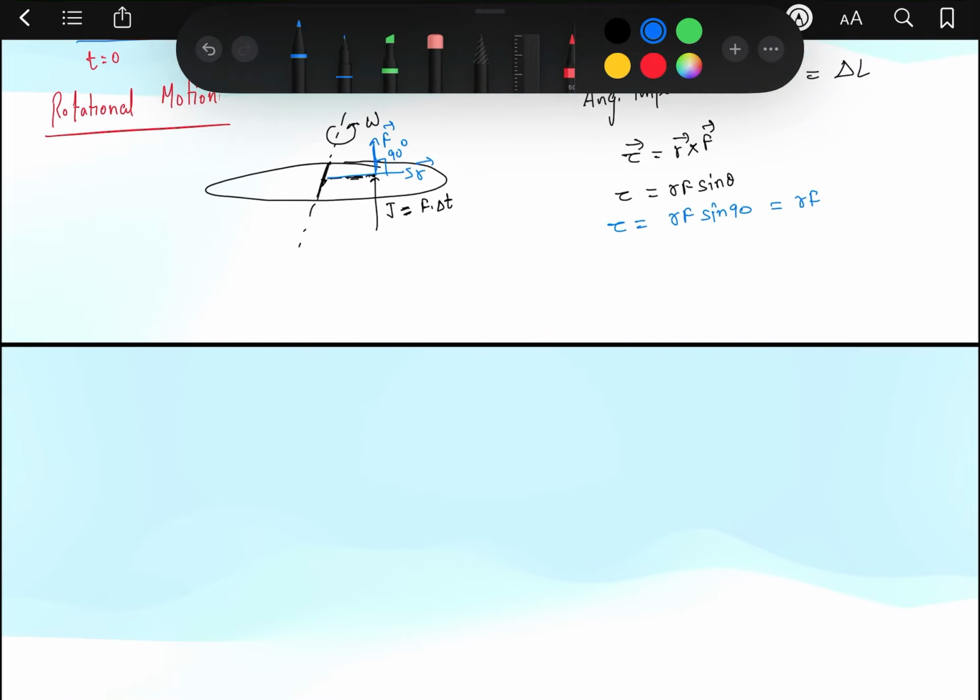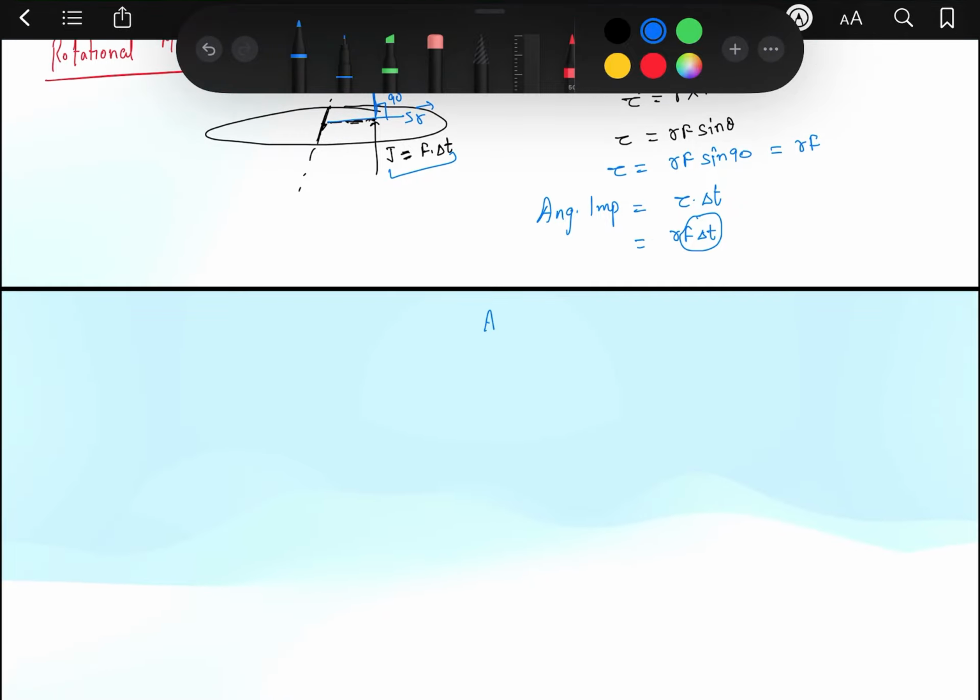Now the angular impulse is equal to tau times that small interval of time, which is r f delta t. And f delta t is equal to j. From here we can write that the angular impulse is equal to r times j, r multiplied by j. So this is our angular impulse, and it is equal to the change in angular momentum.